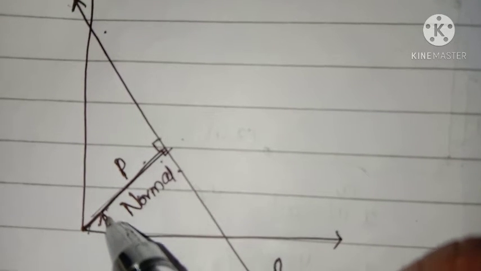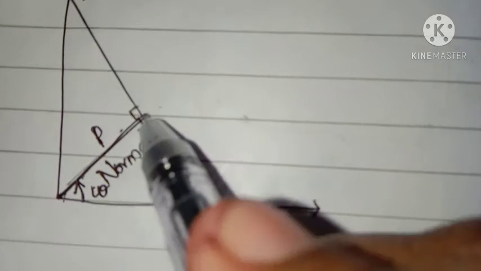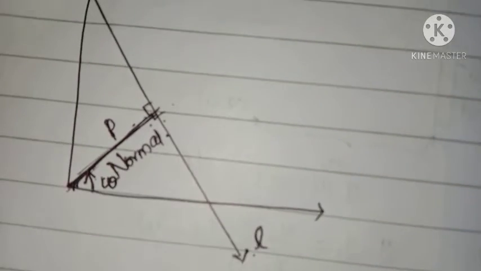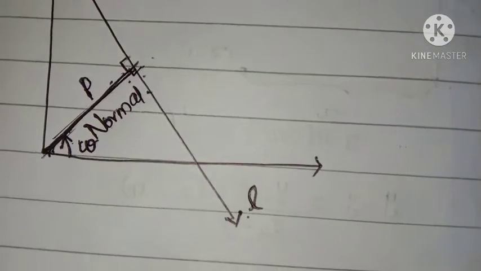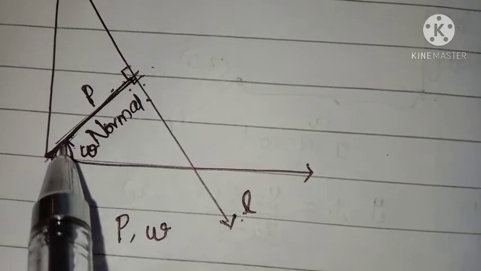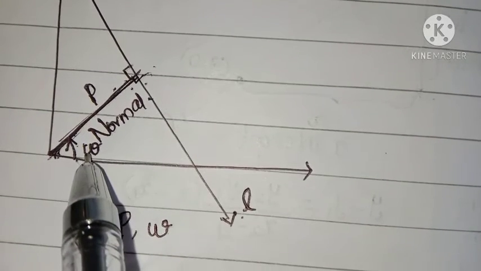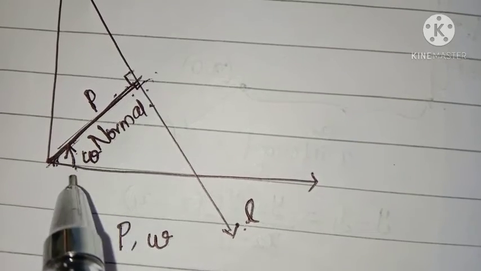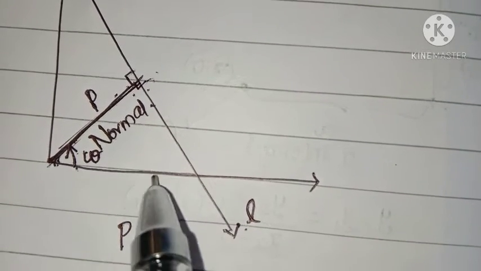And this normal makes an angle with the positive x direction in the anti-clockwise direction. Take this angle as omega. So omega is the angle which the normal makes with the positive direction of the x-axis. What is normal? Normal is the length of the perpendicular from the origin to the line. So using these two terms, P and omega: P is the normal, omega is the angle which the normal makes with the positive direction of the x-axis.